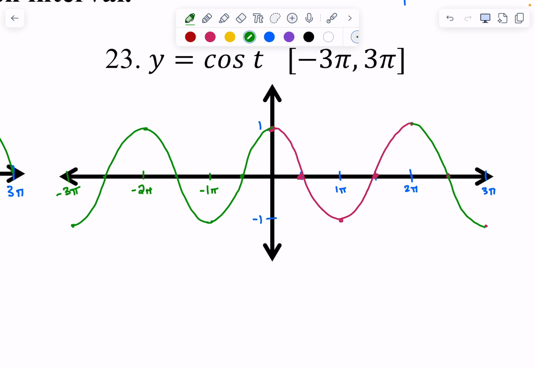Okay, did you get cosine filled out? All the way through. So the red one is the first period, but then you keep going from -3 pi to +3 pi. Did you get him done? All drawn?